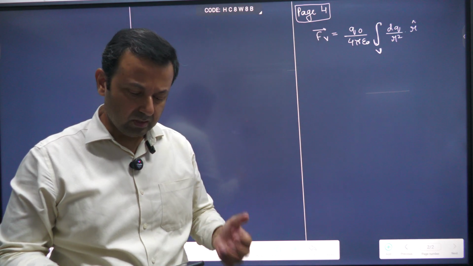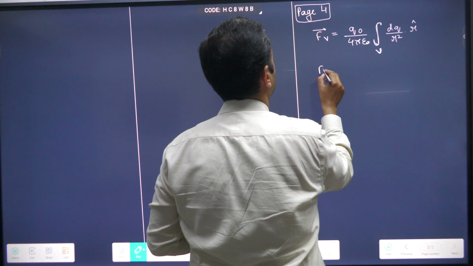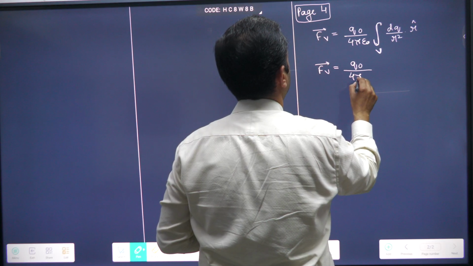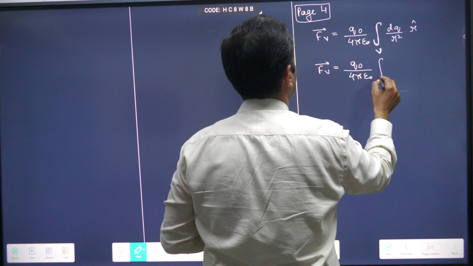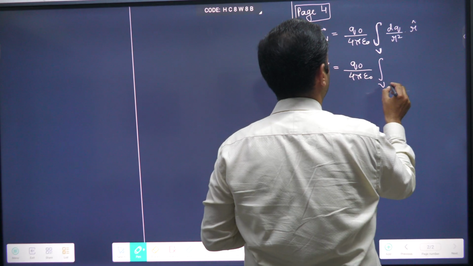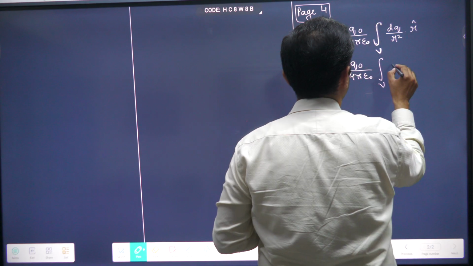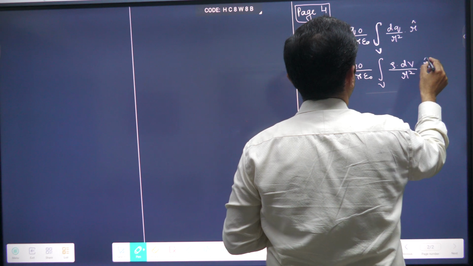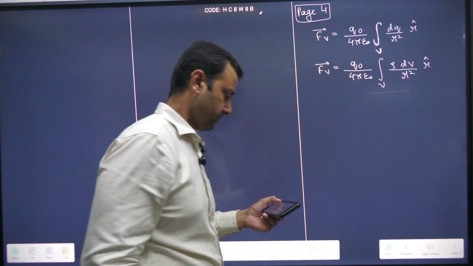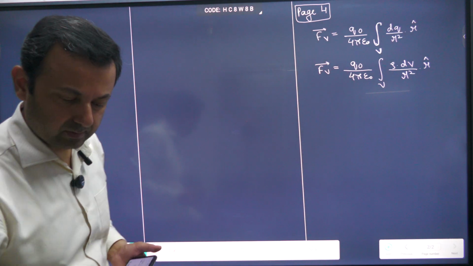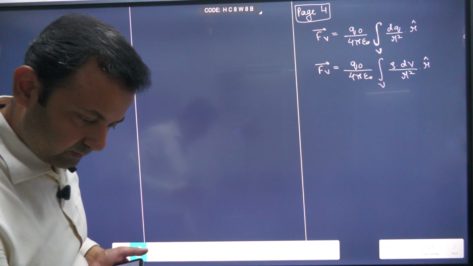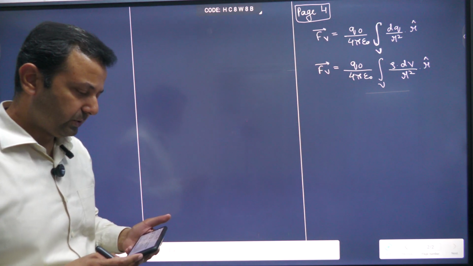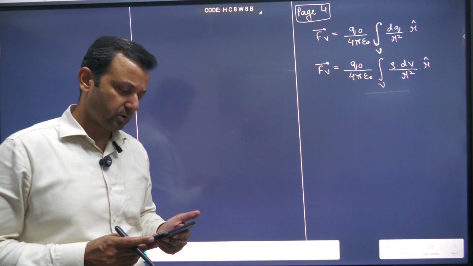Okay. Now Fv vector is equal to Q naught upon 4 pi epsilon naught volume integral dq, we will write rho dV upon r square into r cap. Is this clear to you? Tell me. Yes, sir.